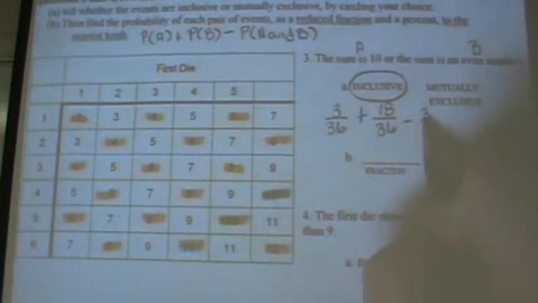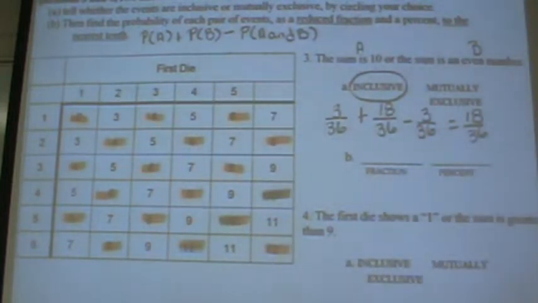So we're going to subtract 3 out of our total, which was 36. That's the probability of A and B. So now we're going to combine these fractions. The 3 out of 36 minus the 3 out of 36 ends up canceling, and we end up with just 18 out of 36.